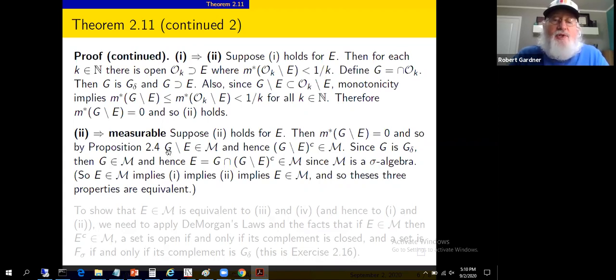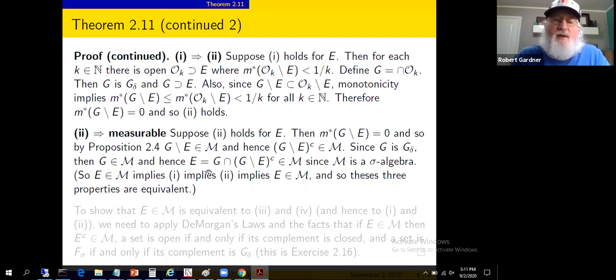Now, we know G set minus E is measurable. Hey, G delta sets are measurable. All Borel sets are measurable. E is measurable, so its complement is measurable. So G set minus E, or if you like, G intersect E complement is measurable, taking advantage of the sigma algebra properties of the measurable sets. So G set minus E is measurable, so its complement is measurable. G is a G delta set, so yeah, G is measurable also. And we can write set E as G intersect G set minus E complement.